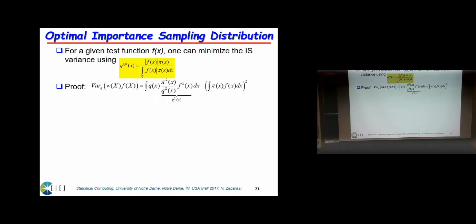And you can check, since we transformed the whole thing as expectations under Q, basically the variance of the estimator is 1 over n times the variance under Q of W times F. And if I expand this, I get that.